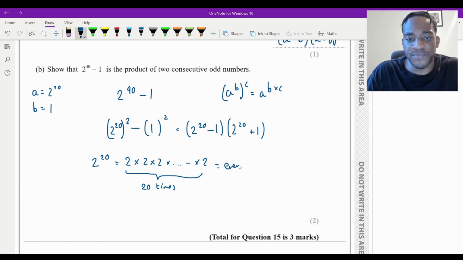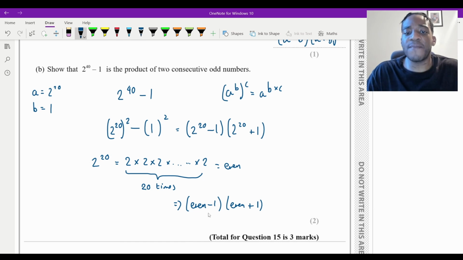There's no two ways about it. So what we have here is an even number take away 1, and an even number plus 1. So I can write this: we've got 2 to the 20, which is even. We've got an even minus 1, and we've got an even plus 1.